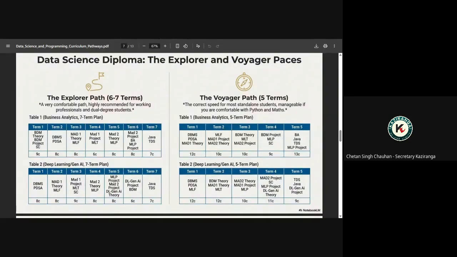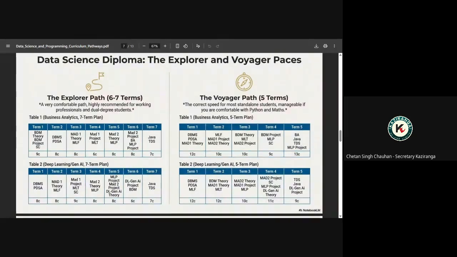One more course is there, business analytics. Business analytics is just an extension of Stats 2, I would say. So if your Stats 2 was good, you would not sweat in business analytics. But if your Stats 2 was, say, not great, in that particular case, you will be sweating in business analytics. And again, there is another pathway, DL Gen AI.